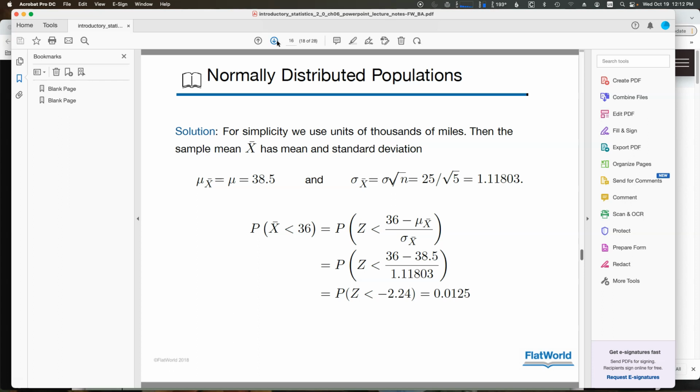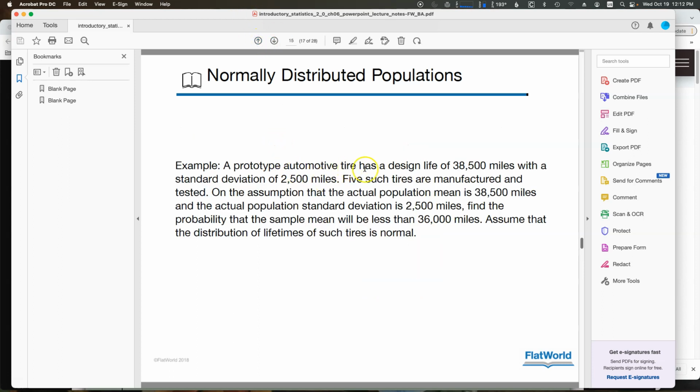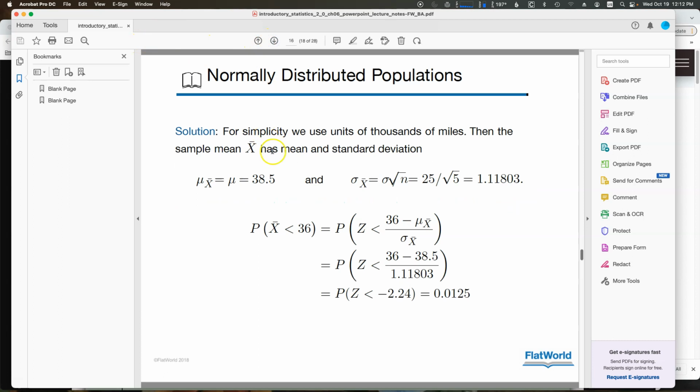So we know that the population and the sample mean, as said right here, is 38,500, standard deviation 2,500. What are the chances that it's going to be less than 36? So we want to now find everything less than 36.